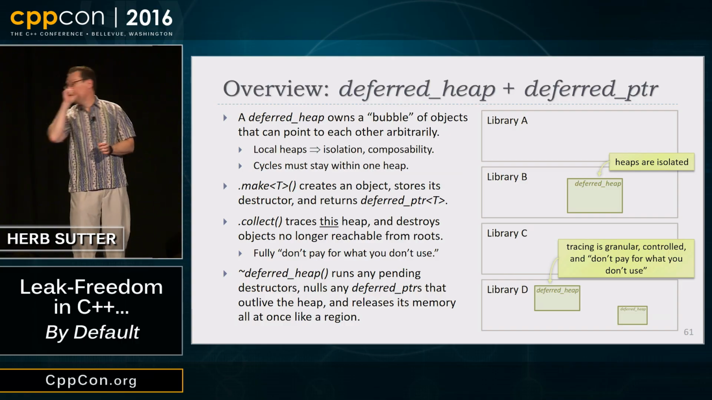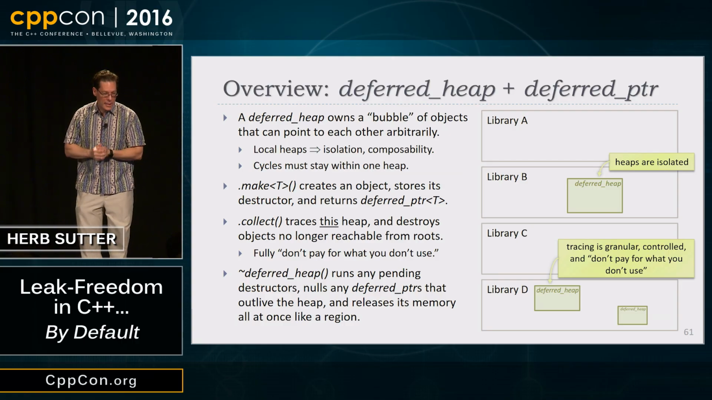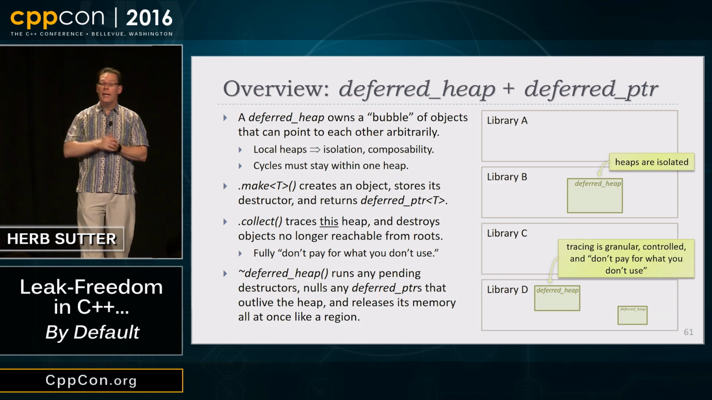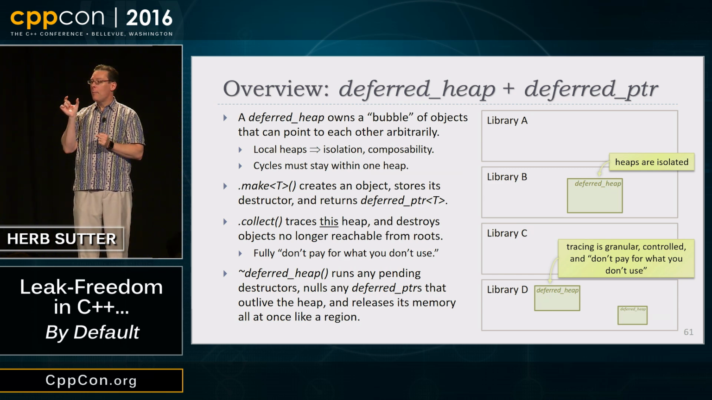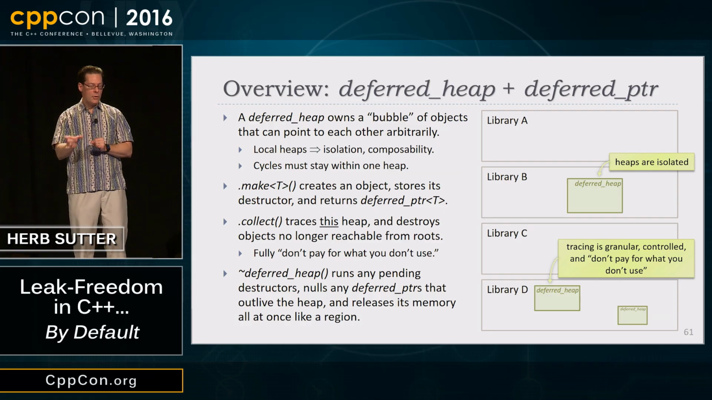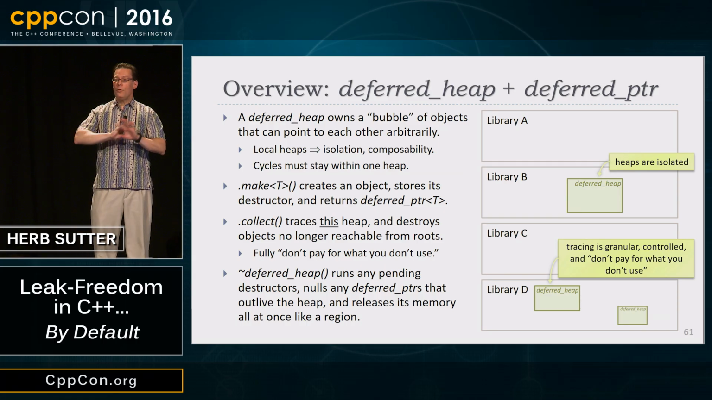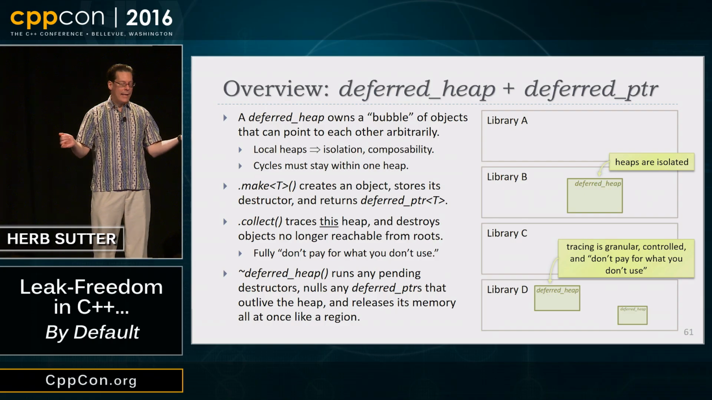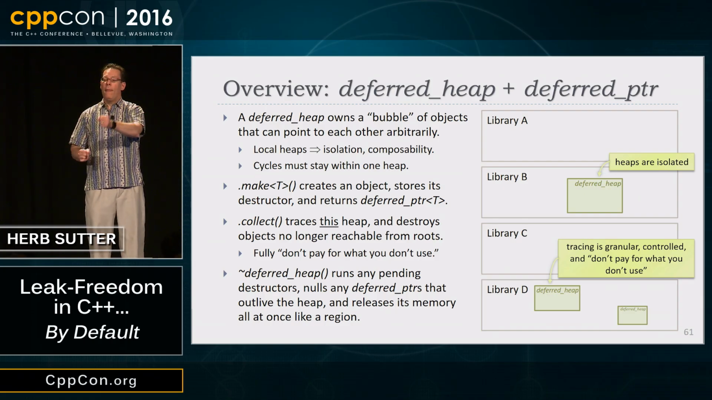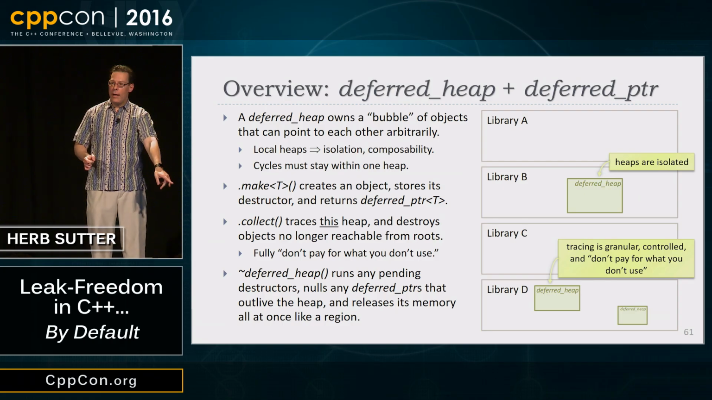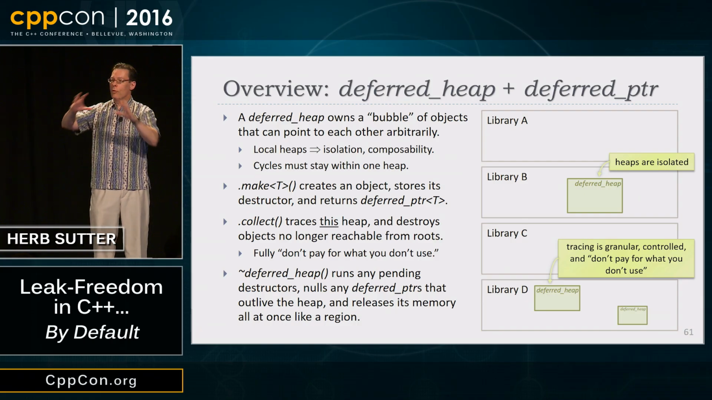Then this function called collect will trace this heap and destroy, notice not finalize, not some other word, call the real destructors of objects no longer reachable from roots. And if you do not perform any allocation, deferred heap allocates no memory, zero overhead if you don't use it. And if you do use it, the cost of everything, including collect, is always going to be proportional to the amount of allocation you did, the size of that heap.